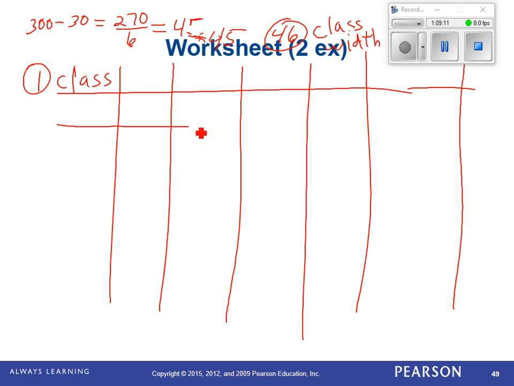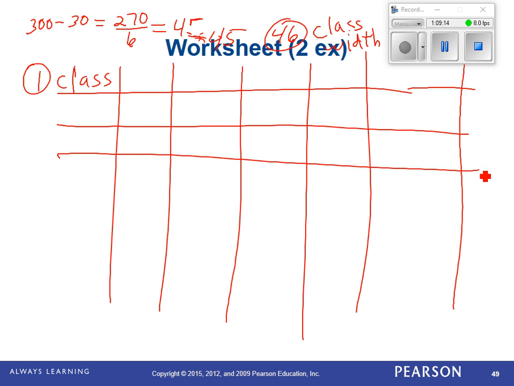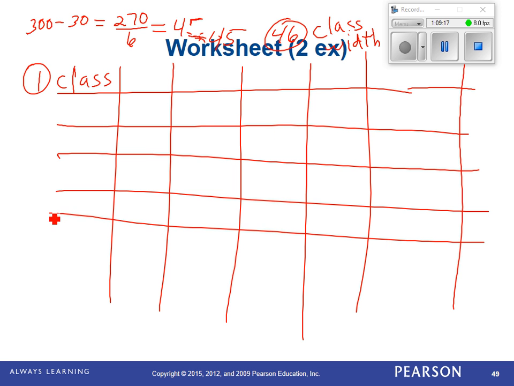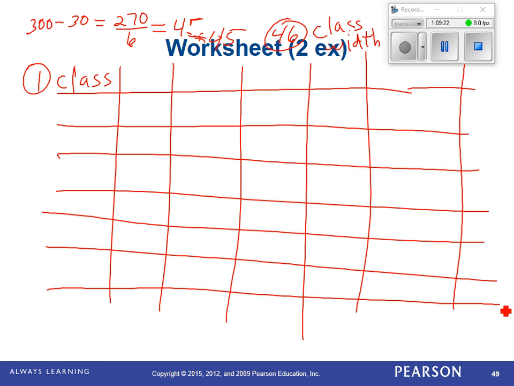We know we got 6 classes, so there's going to be 1, 2, 3, 4, 5, 6. What's our first number going to be right here? And this is the most common place where people make a mistake. If you understand all the rest, this next thing is where most mistakes are made. We go 30, our class width is 46. We're going downwards, we're not going across. So what's 30 plus 46? 76. That goes there.